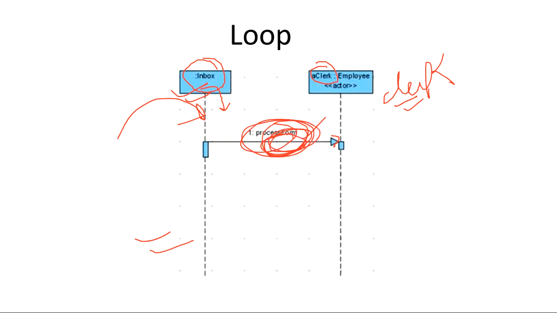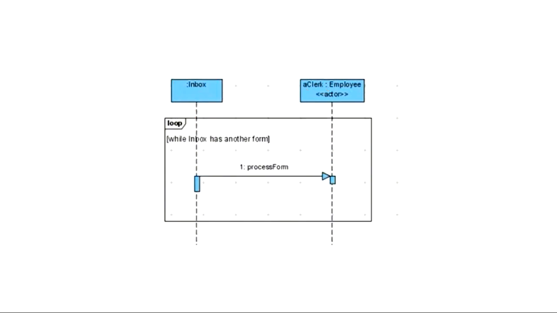So what we can do, we can put a frame around this part that is going to repeat, and we can put the operator name as loop. So this will suggest that the things that are mentioned or drawn inside this interaction frame will be repeated again and again. For example, this.